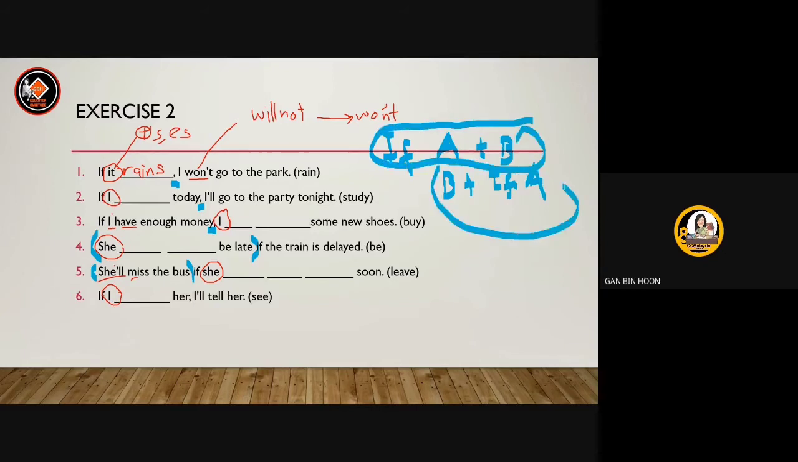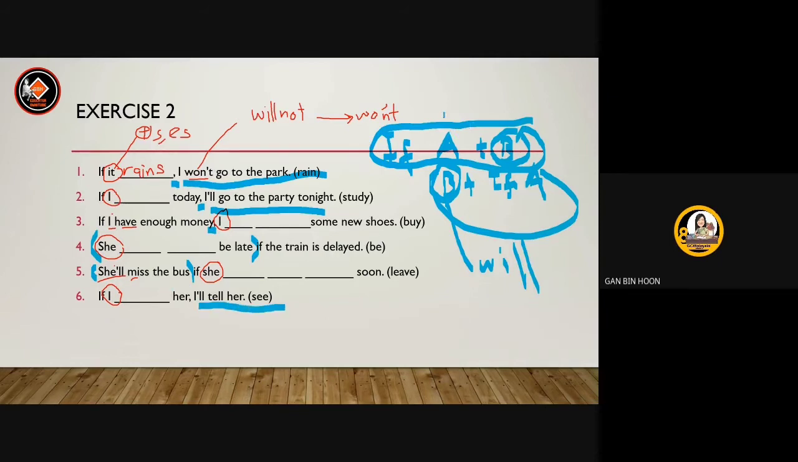But they are still the same. So, just now we learn this is the if clause. This is the if clause. Yang B ni adalah main clause. Ayat yang utama. Bila ayat utama, you must write the word will or will not. Okay, so this is the main clause here. This is the main clause. This is also the main clause. So this one definitely the main clause. This one is the main clause. And this one is the main clause.